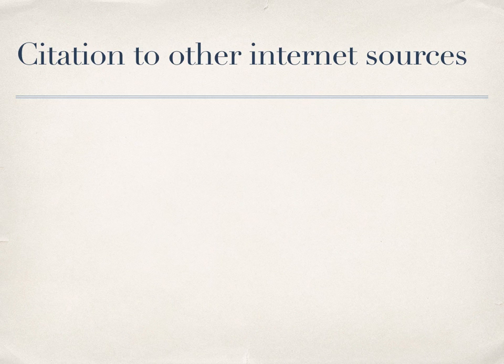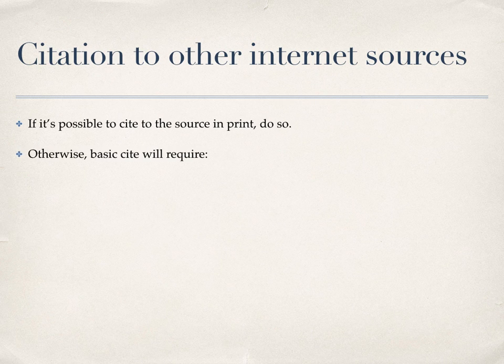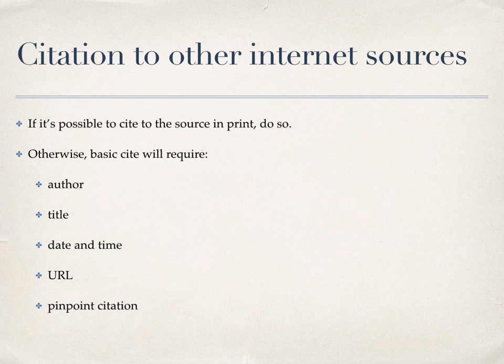So remember, the Bluebook wants you to cite to print if it's available. So if it's possible to cite to the source in print, do so. But if it's not, then you can use Rule 18.1 to help you craft your internet source site. In general, a basic site to an internet resource is going to include information like the author, the title, the date and time of posting, of course the URL where that information can be found, any sort of pinpoint citation that you might be able to provide.